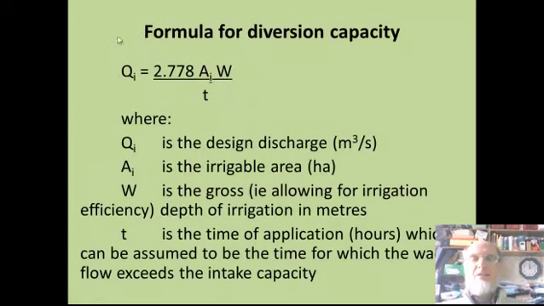Working out the capacity for a diversion structure can be done using this little formula. Q equals 2.778 AI times W over T, where Q is the discharge, AI is the irrigable area, W is the gross depth of irrigation after allowing for irrigation efficiency, and T is the time when enough water can be available for irrigation, basically when the wadi flow exceeds the intake capacity.